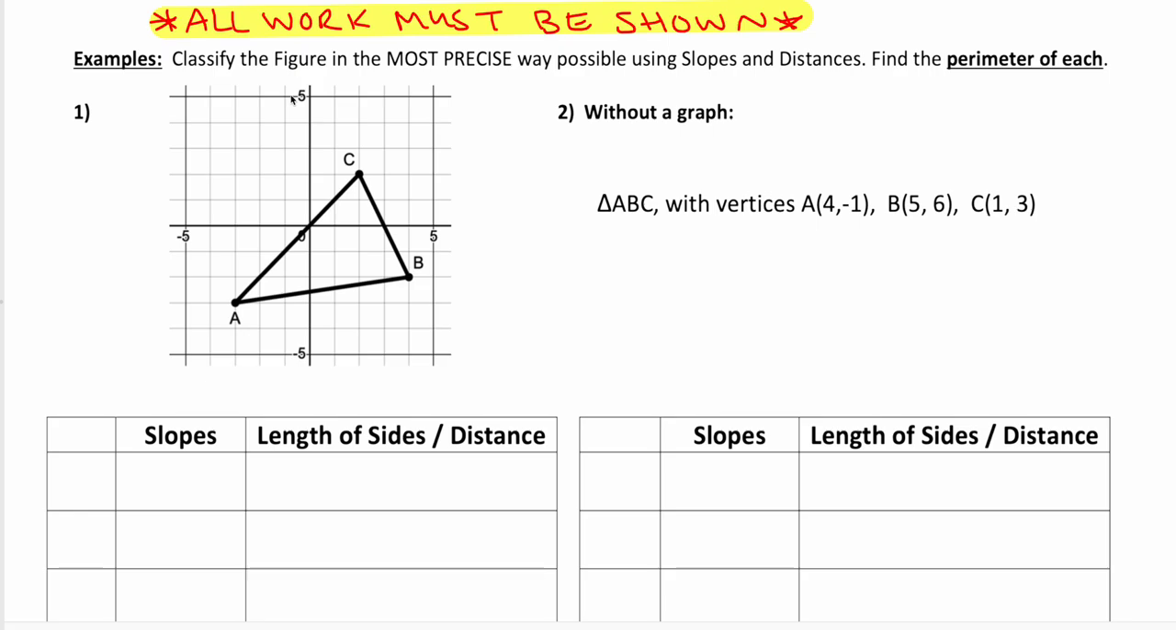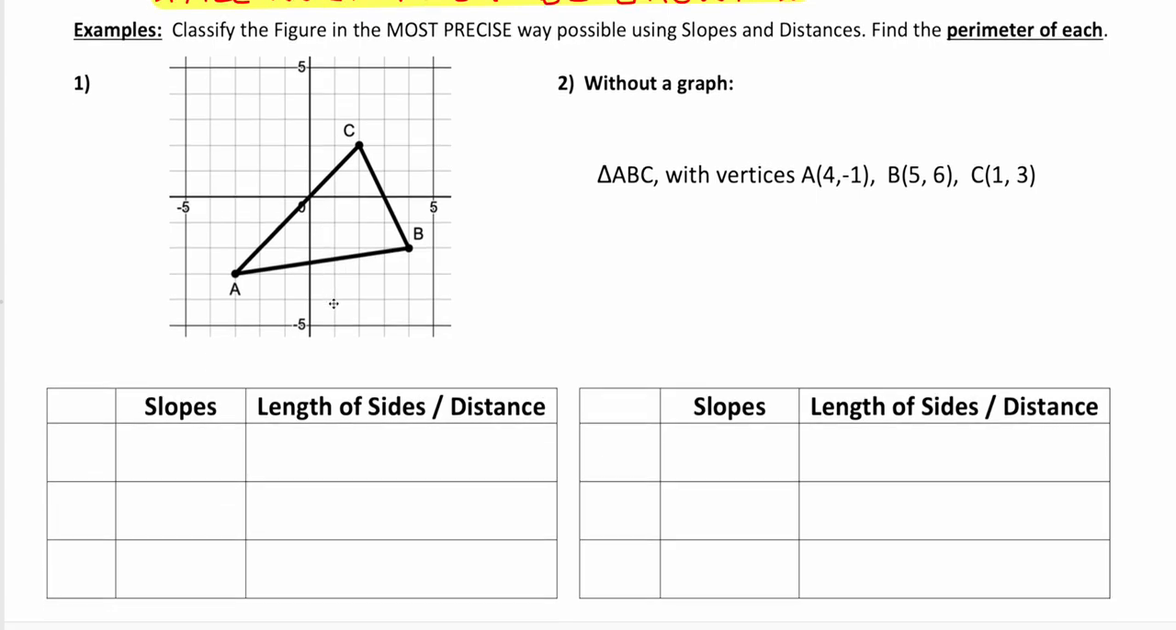Okay, so our first example, again, we're going to classify the figure in the most precise way possible using slopes and distances. We'll find the perimeter of each after we've done this. Our first example is a graph, so we can find slopes and distances using the coordinates. We actually have a table down here to help us stay organized. On the left-hand side, we're going to name our sides using our segments. Then we'll find our slopes. Then we'll find our length of sides or our distance using Pythagorean theorem.